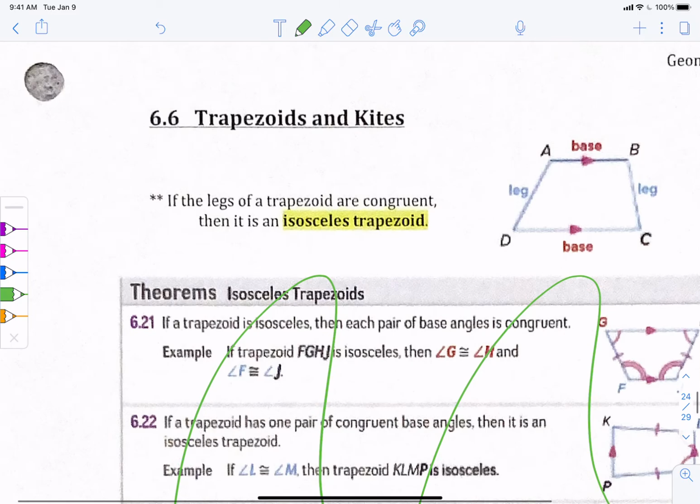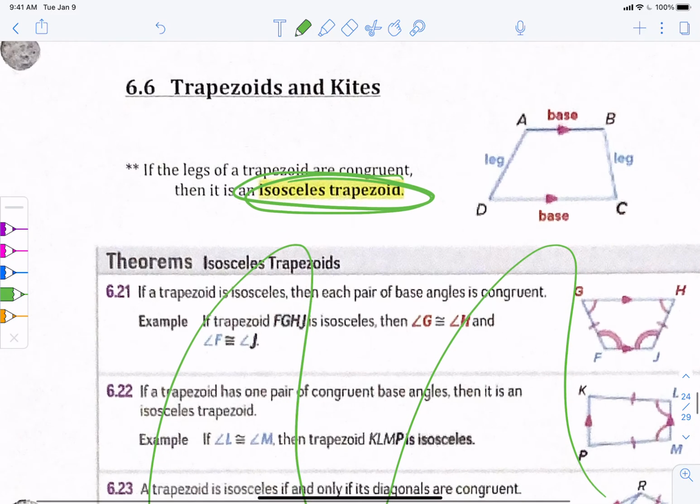So anyway, isosceles. What's an isosceles trapezoid again? Two sets of parallel sides. Or not parallel, equal sides. Two sides are congruent in an isosceles trapezoid.